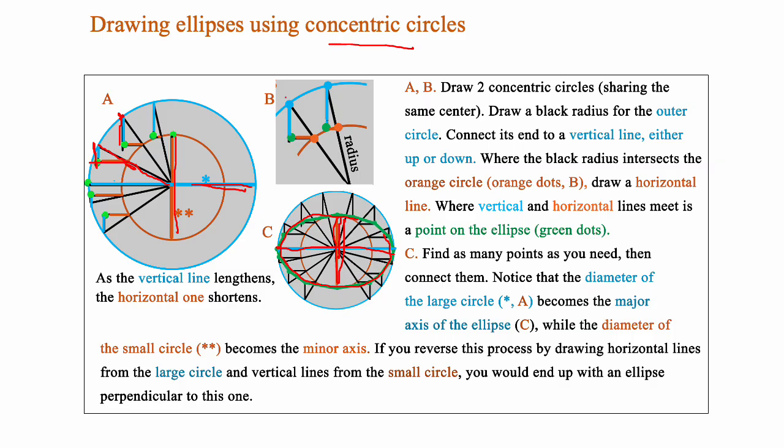And over here is a blow up. You can see the vertical line from the large circle, the horizontal line from the little circle meets at this green dot, which would be on the ellipse, a point on the ellipse. So if you did it the other way around, for example, if you did horizontal lines from the large circle and vertical lines from the small circle, you would get an ellipse that's perpendicular to this one.